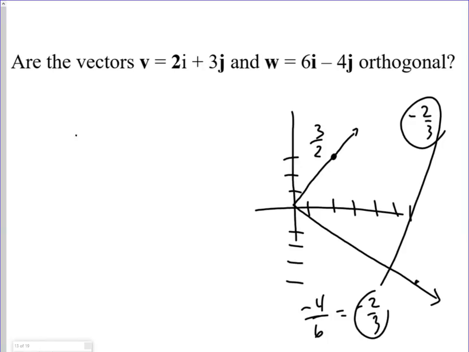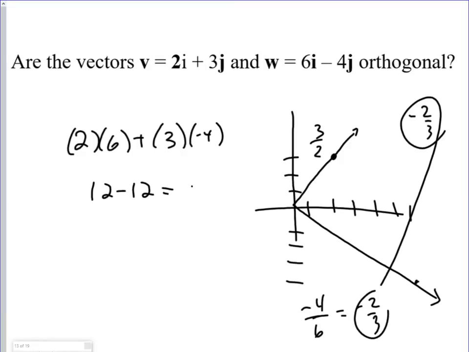I got 0. So 2 times 6 plus 3 times negative 4, 12 minus 12 is equal to 0, correct? So what does that mean? Is it orthogonal? Yes. No. The product is 0. But what does that mean? So is it orthogonal or not? What is it saying?